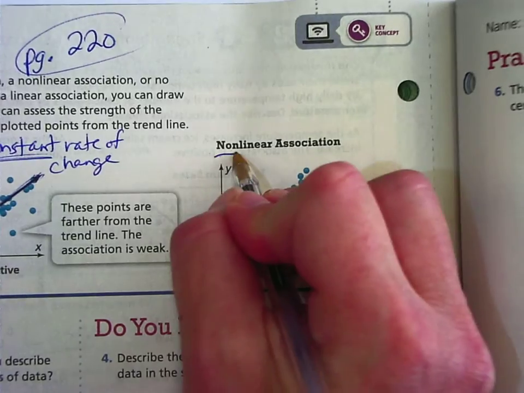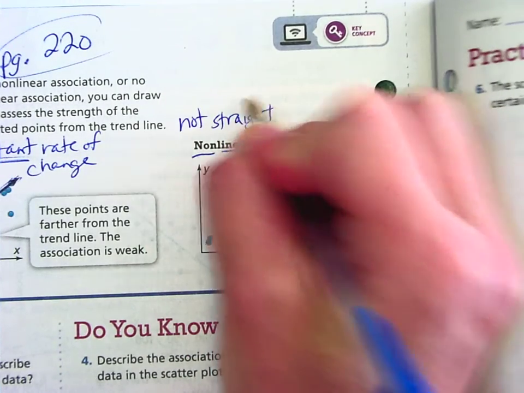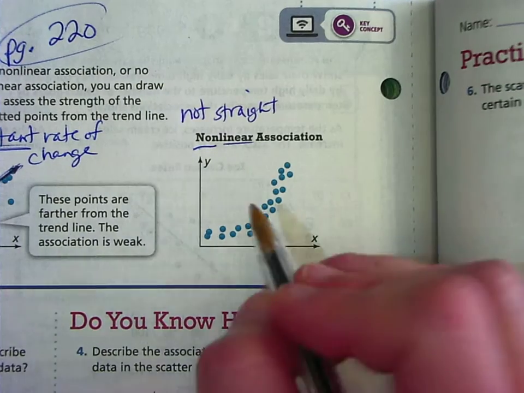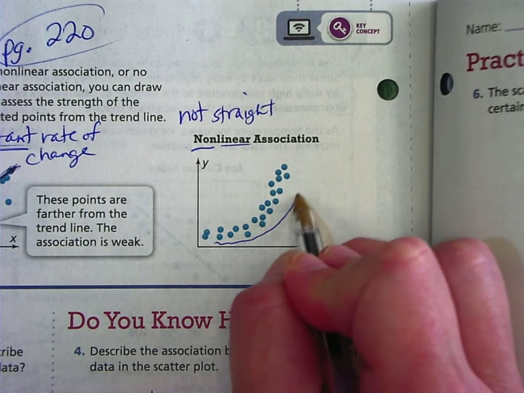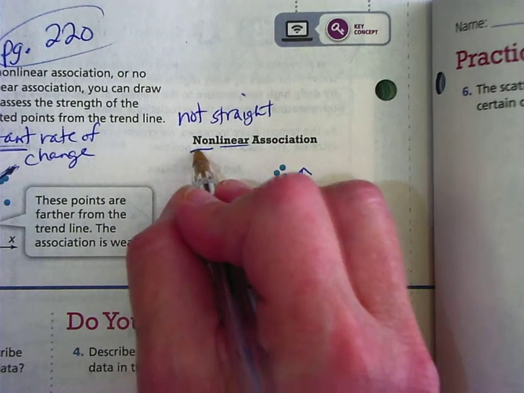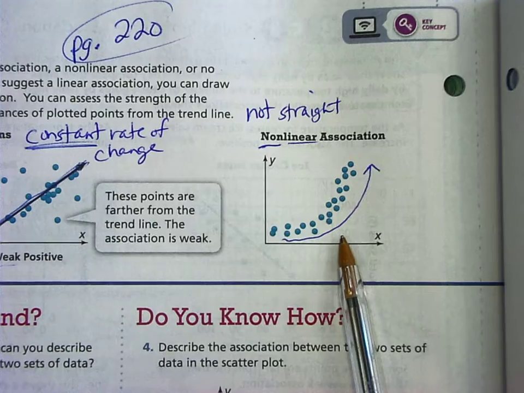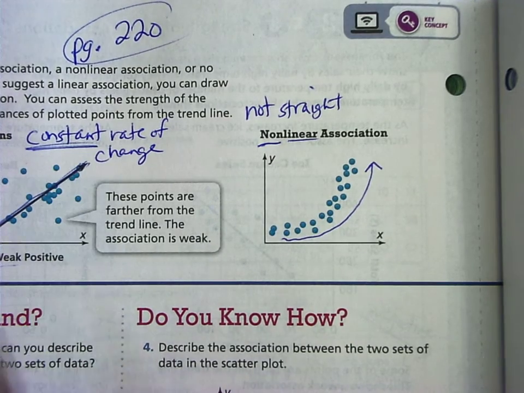Now, non-linear means not straight association. Non-linear, not straight. So can you definitely see the curve that this data is forming? That's not straight, so we call that non-linear because there is not a constant rate of change. The rate is not changing at a constant rate.